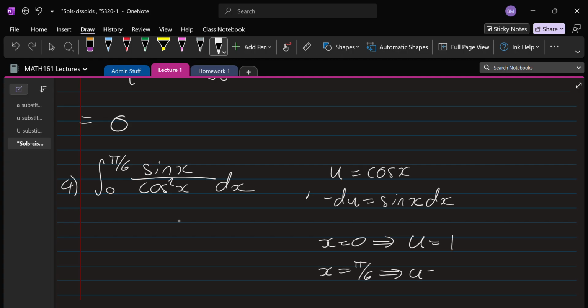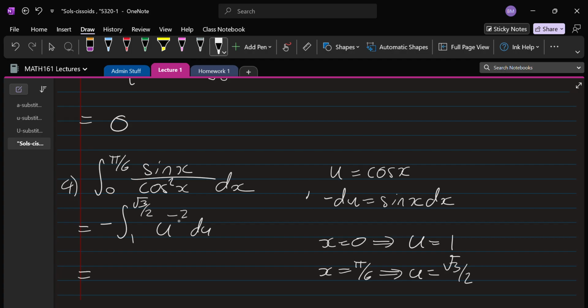And the bounds, 0 and pi over 6. So when x is 0, u will be 1. When x is pi over 6, that's 30, cos of 30, root 3 over 2. So the minus from the du comes out. So 1 to root 3 over 2.